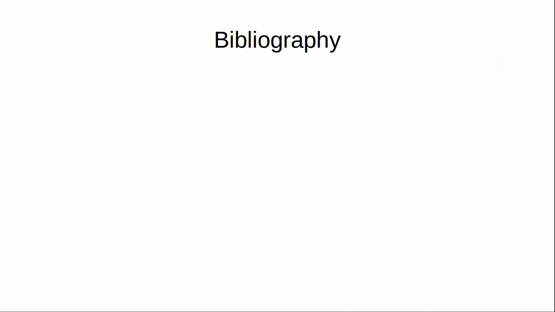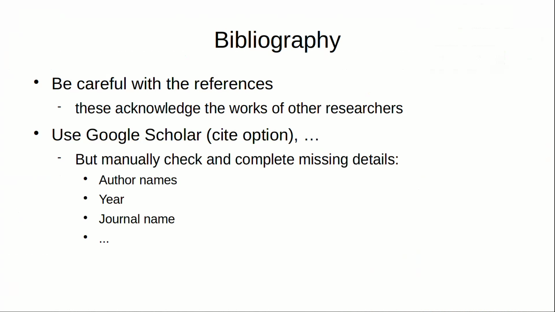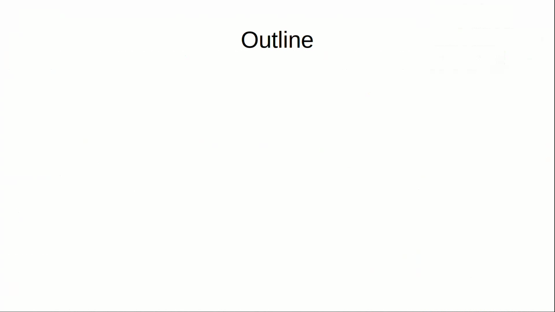Yes, the all-important list of references. The guide stresses the importance of meticulous record-keeping and accurate citations. It's about giving credit where credit is due and avoiding plagiarism, which is super important. Academic honesty, the cornerstone of scientific integrity? Absolutely. The guide suggests using tools like the Cite option in databases like Google Scholar, but it also emphasizes manually checking and completing all the details. Author names, year of publication, journal name, everything. Accuracy is key.